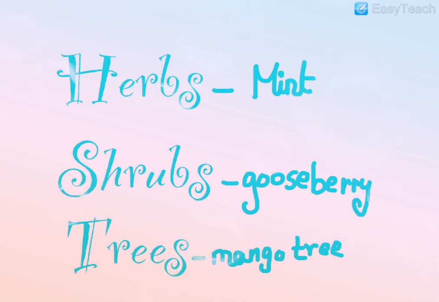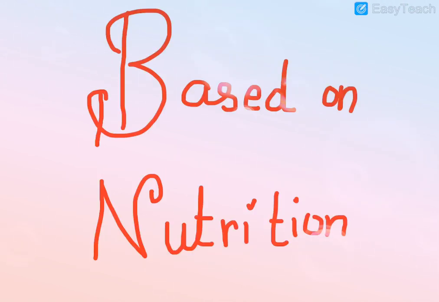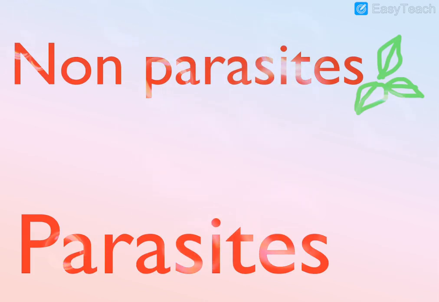Next, we have, based on their nutrition. So based on the nutrition, yes, it's parasites and non-parasites. First, I'll explain about non-parasites because it's easier. So non-parasites are anything which is with green stems, green leaves, and it's just a green plant. It's not like mushrooms or anything. It's just a green plant. Okay?